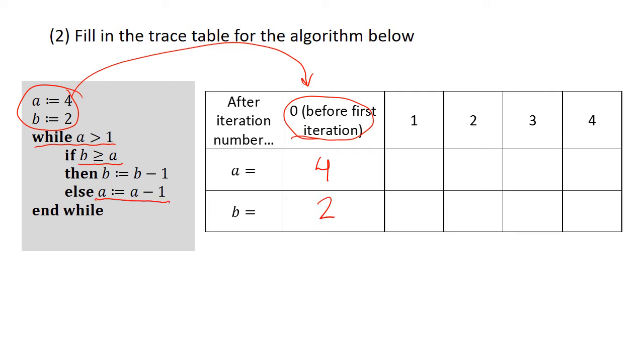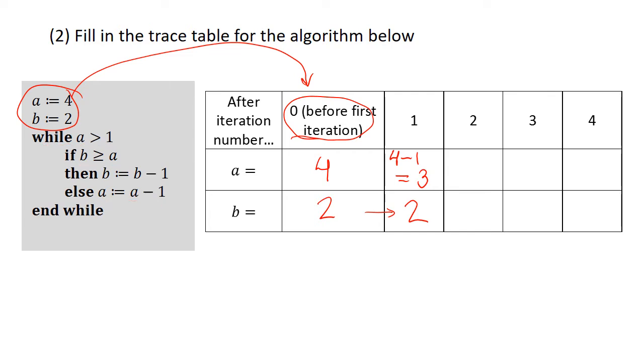So A is going to be redefined to be A minus 1. So this is going to be 4 minus 1, which is 3. And then nothing happens to B, so B is just going to stay the same value, which is 2. So we're just going to transfer that one over there. Okay, and that was the first loop.